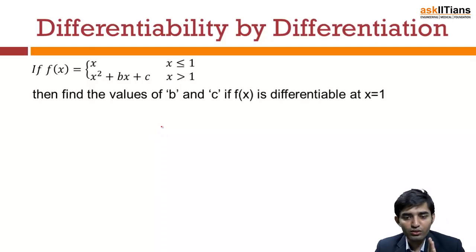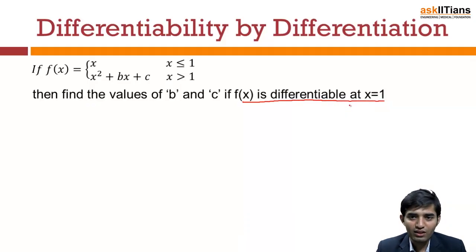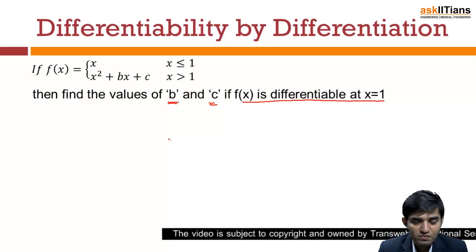So here let us solve the first question, right? In this there is no concept, I will take you through the concept through this question itself. So I have directly given you a question. So this question is, f(x) is equal to x if x is less than or equal to 1, so this function is defined like this, and x square plus bx plus c if x is greater than 1. Now in this question it is already given that f(x) is differentiable at x equal to 1. So now what you have to do is find out the values of b and c. What should be the values of b and c so that this function becomes differentiable? We have to find out that.